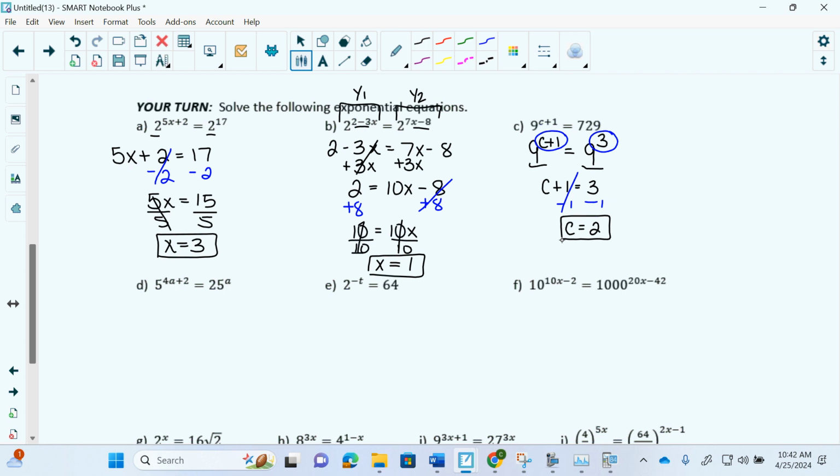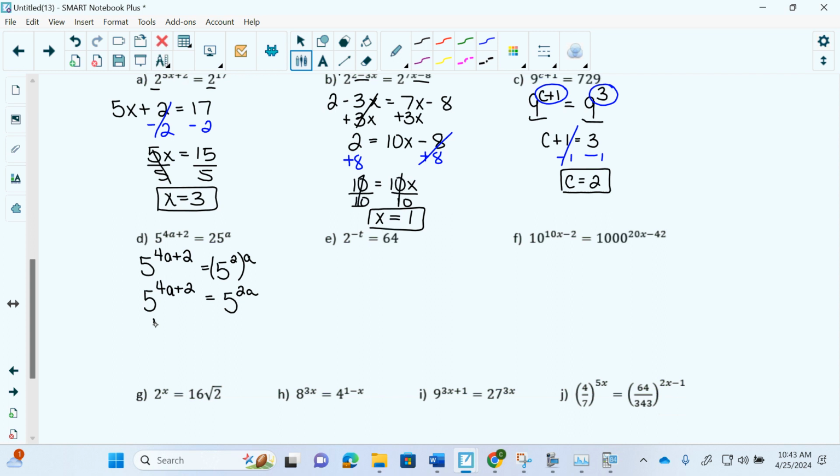And then I can use y1, y2 again, correct? Okay, let's look at D. What base can I make them both be? Base 5. We always make them be smaller. This one stays because it is already 5. 25 is 5 to the what? 5 to the 2. And an A. When you have one base and two exponents side by side, what do you do with those exponents? What do we do with the 2 and the A? What operation? Multiply. Remember, two bases that are the same with two exponents, you add; with one base and 2 exponents, multiply. So now I'm going to get 4A plus 2 equals 2A.